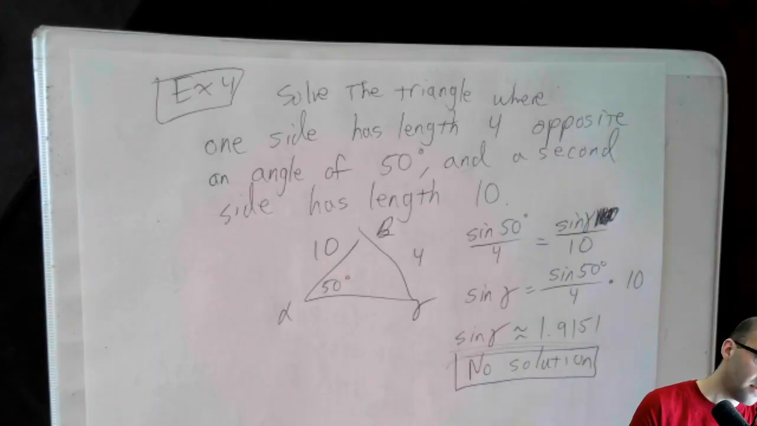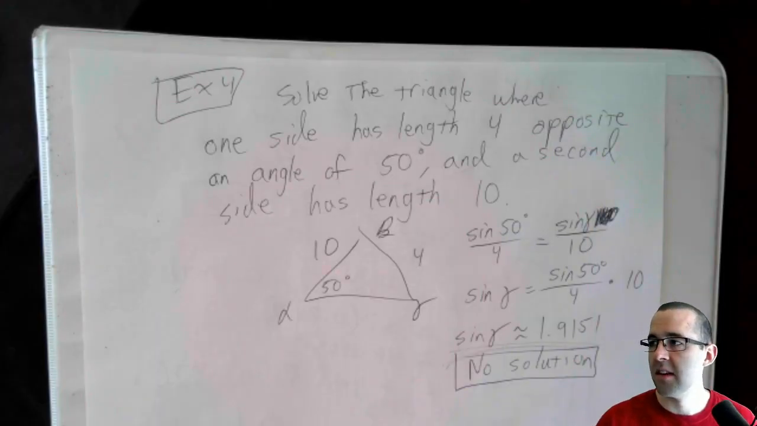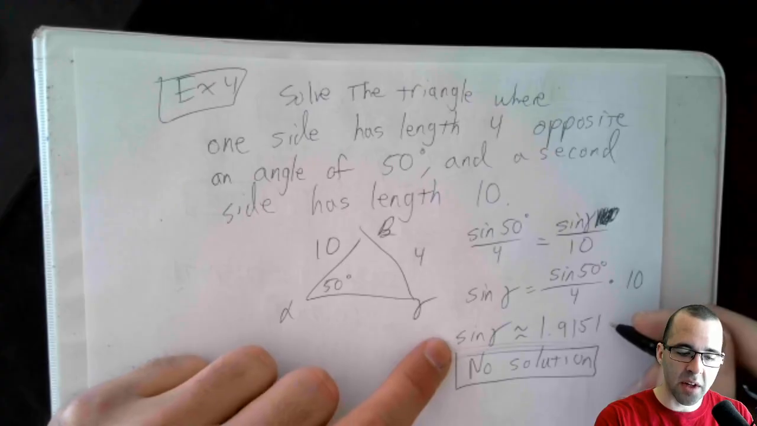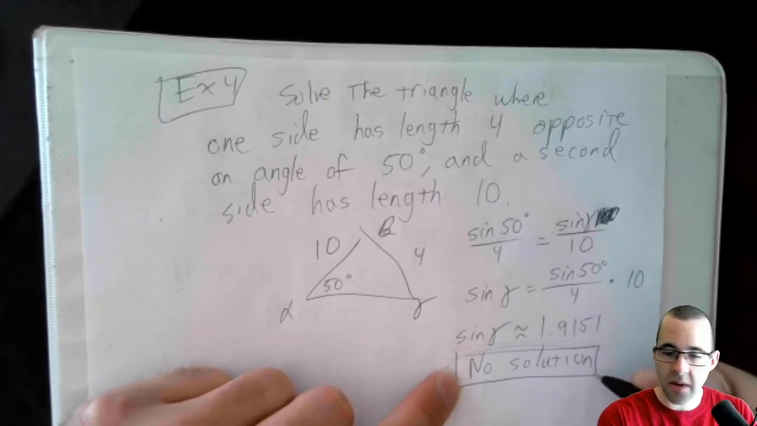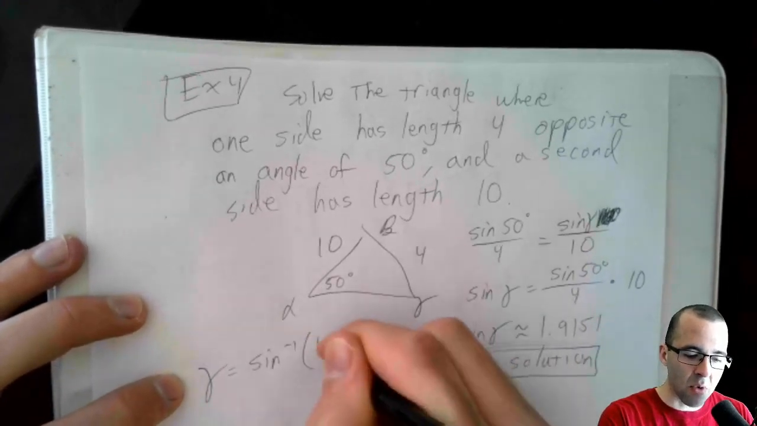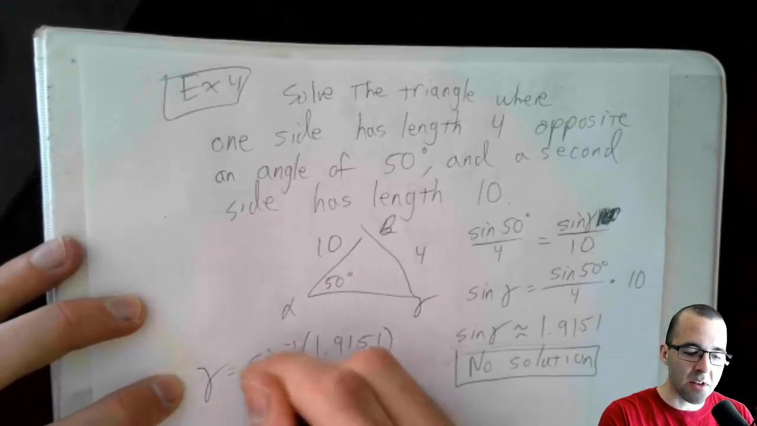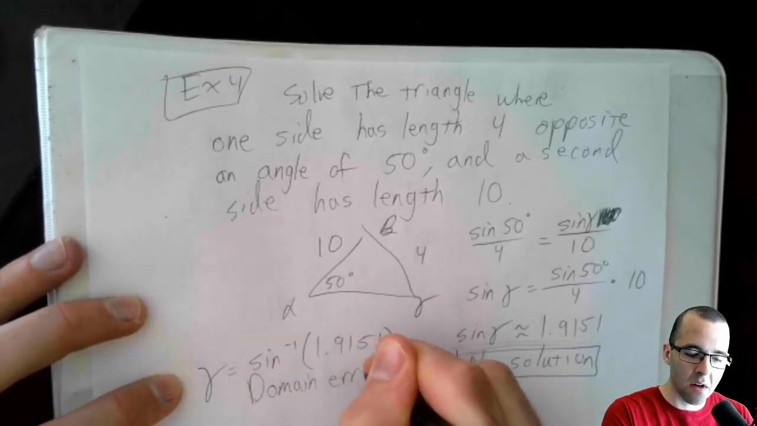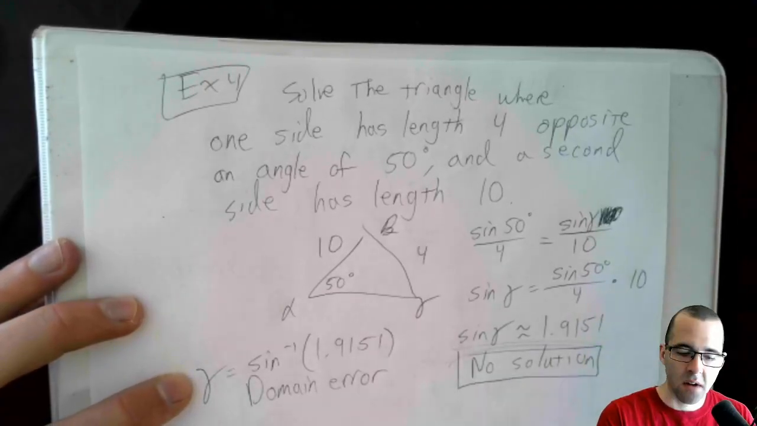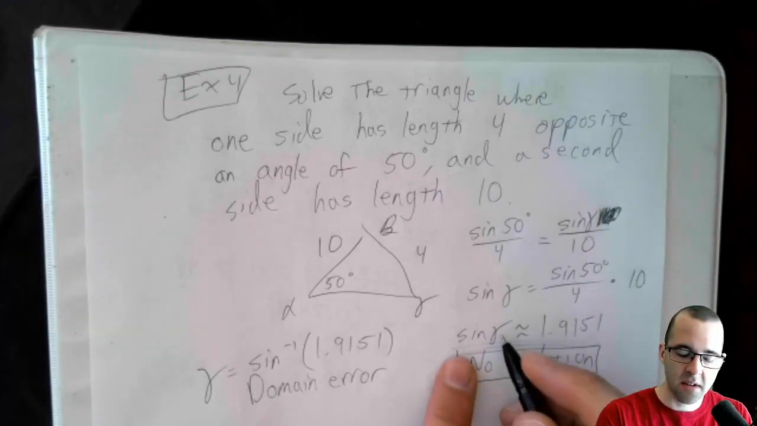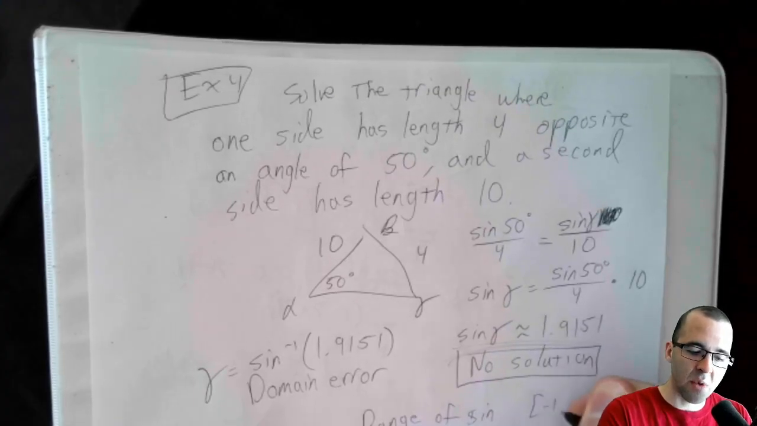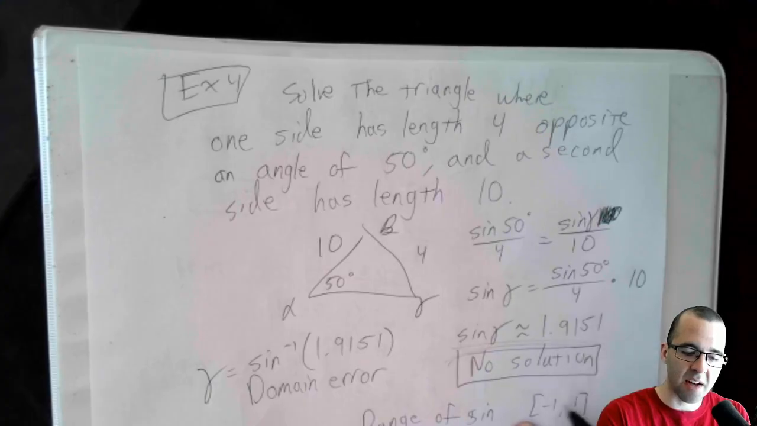Okay. So that's that. Essentially, as soon as we get here, we know there's no solution. If you didn't see this right away, you could solve for gamma. You'd say gamma is going to be the inverse sine of 1.9151, and you'll get a domain error. And that's going to tell you that there's no solution to this equation. Additionally, the range of sine is -1 to 1. So the output can never be outside of -1 to 1.